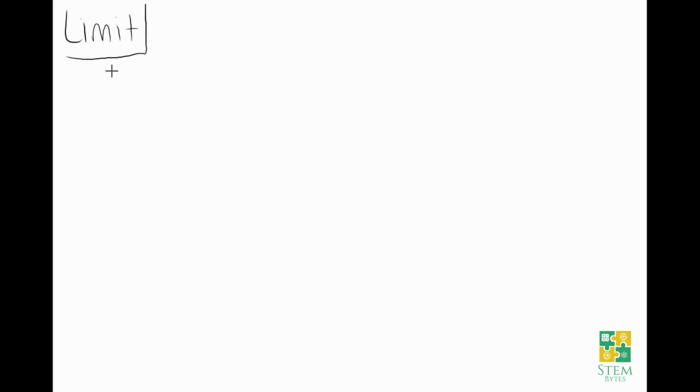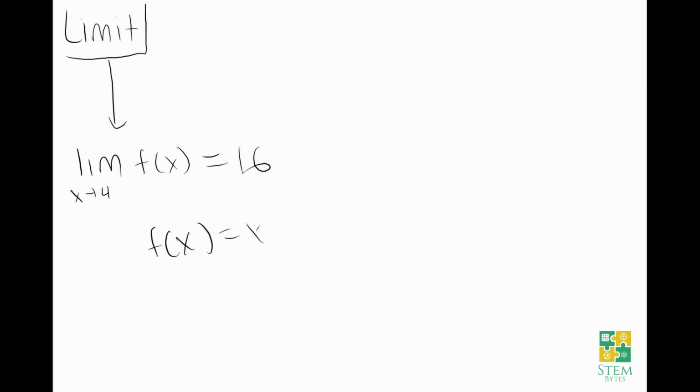It's just a way of noting that the limit, say for x approaches 4, asks what is the f of x value? You would just say, as x approaches 4, what is the f of x value? And in this case, it was 16 for f of x equals x squared.